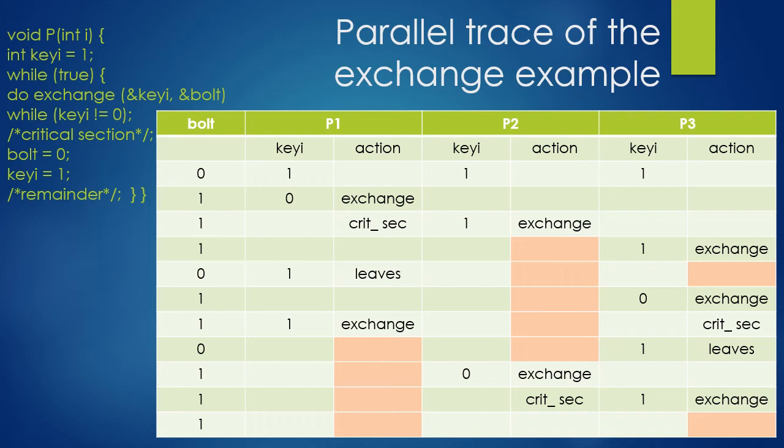When we leave them, P2 is in critical section and P3 and P1 are busy waiting, exchanging their respective key I's with bolt again and again.